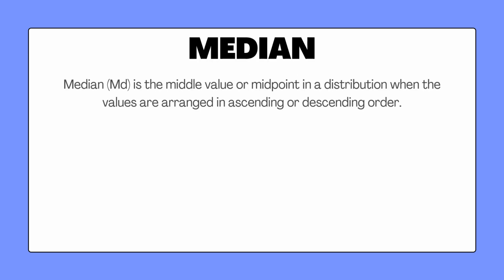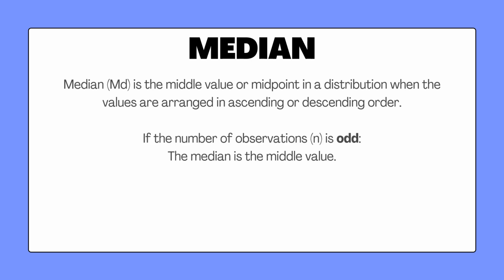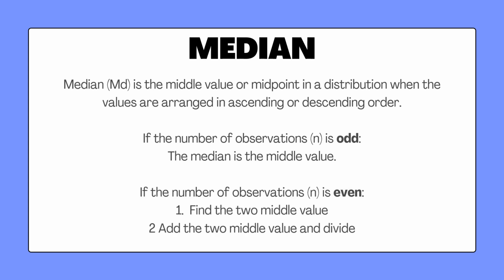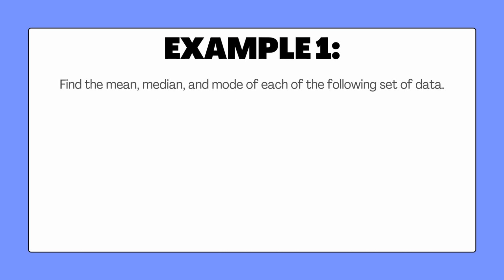Median. Median is the middle value or midpoint in a distribution when the values are arranged in ascending or descending order. If the number of observations is odd, the median is the middle value. If the number of observations is even, we first find the two middle values, add them, and divide. Example 1. Find the mean, median, and mode of each of the following sets of data.